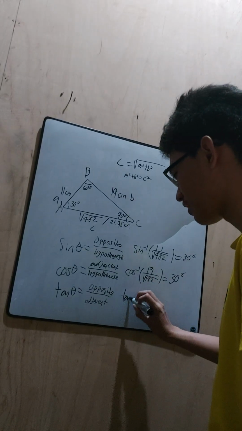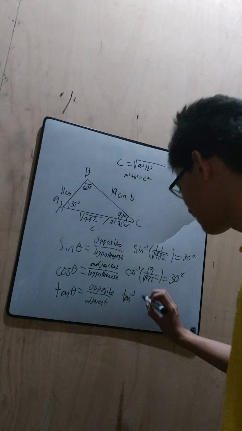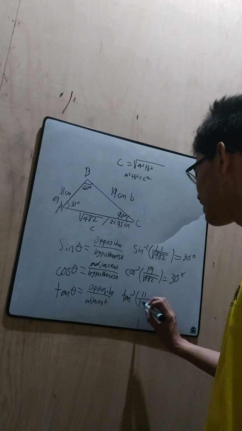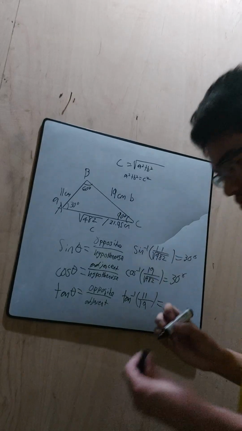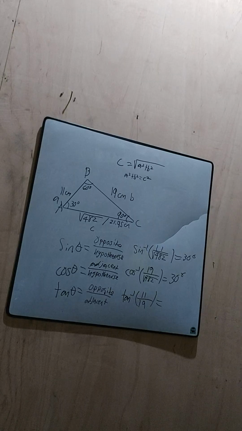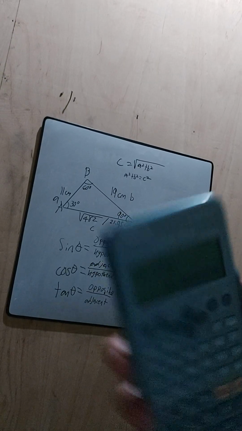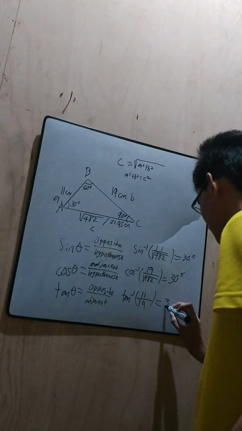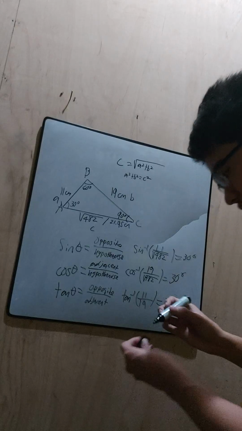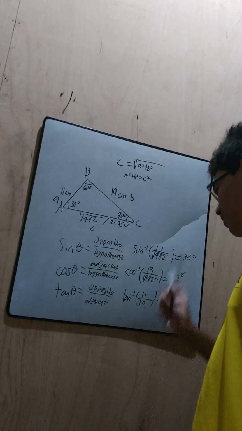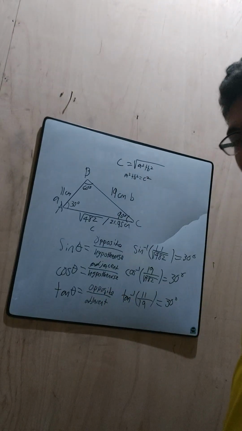Inverse tangent. Alright. 11 over 19. What will be the answer? Also 30 degrees. Now, as you can see, all of these produce equal angles.